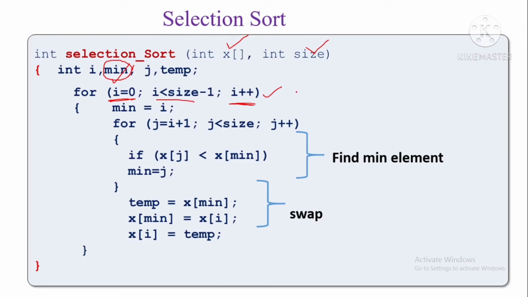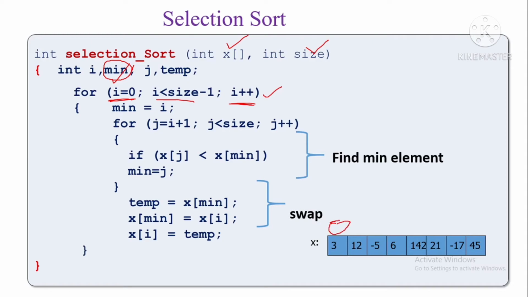Suppose this is our array. Initially I am going to consider that the 0th position is having the minimal value. That is why in min I have stored this I. So initially my I value will carry the value 0.